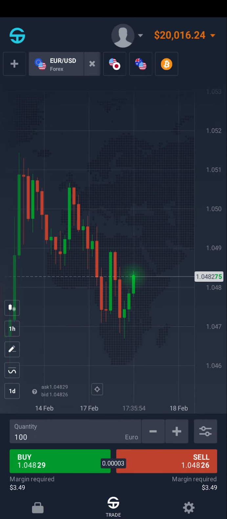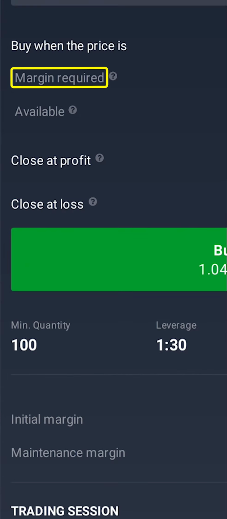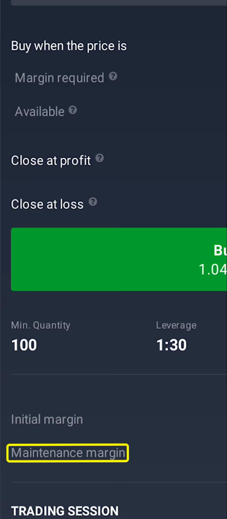In this video, we'll dive into leverage, margin, trading schedules, and swaps. Every trading instrument comes with its own set of characteristics that determine the optimal trading styles and times. For example, if you're trading euro-dollar, you've likely noticed terms like margin required, available, leverage, initial margin, and maintenance margin.